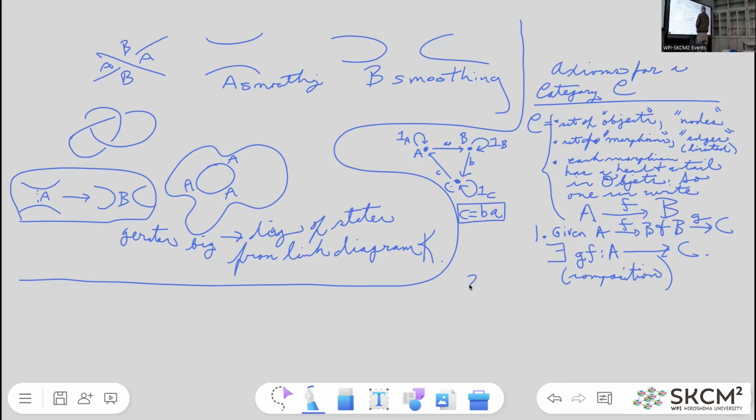That's good. Secondly, every object A has a self-arrow, identity sub A, going from A to A, and composition with identity sub A does nothing.